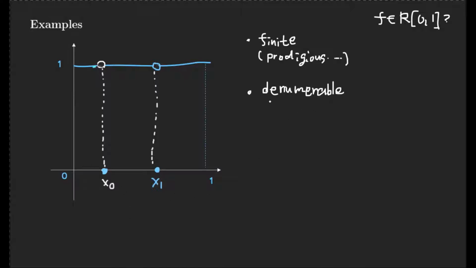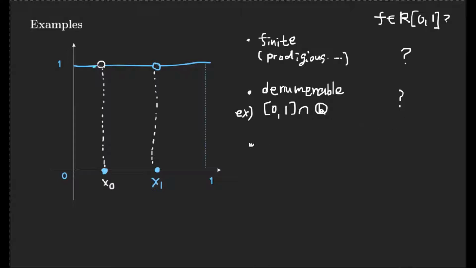So if the discontinuous points are denumerable in this given interval, for example, the rational numbers in this given interval, this is clearly a denumerable set. Then if all of the members of this set are discontinuous points, then this is Riemann integrable.